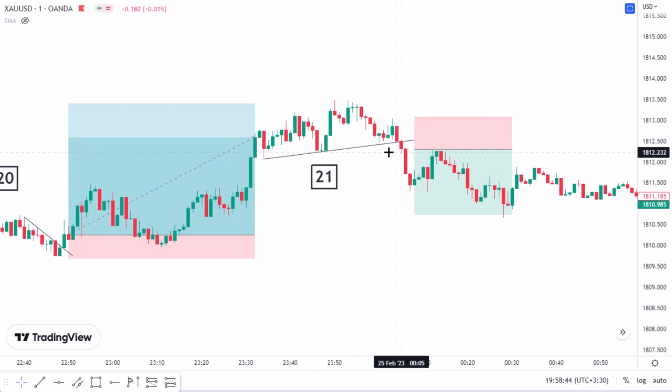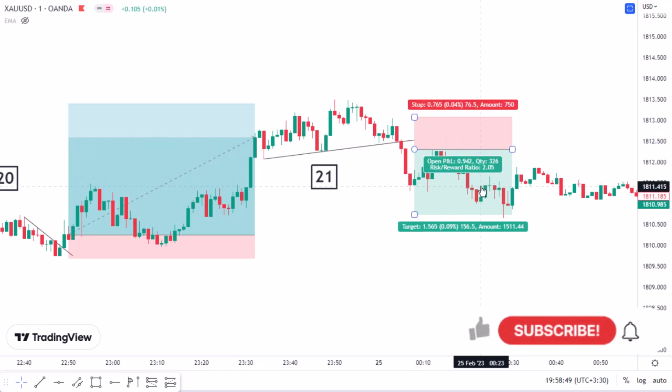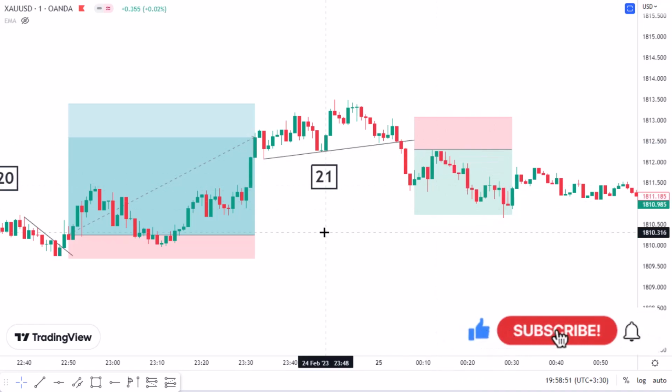On the last trade we have this nice trend line with 3 touches. On the first time it breaks it, we enter the position, set our stop loss, and it gives us an RR of 2.